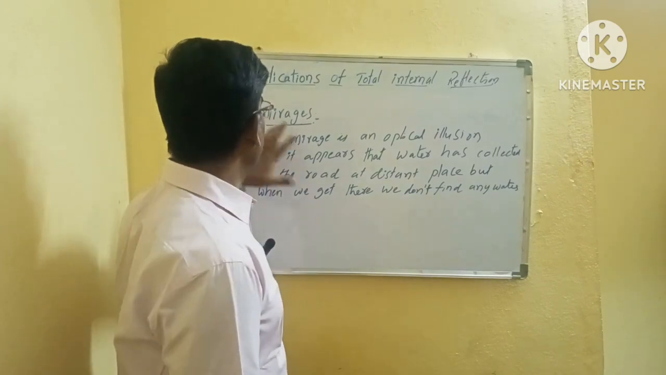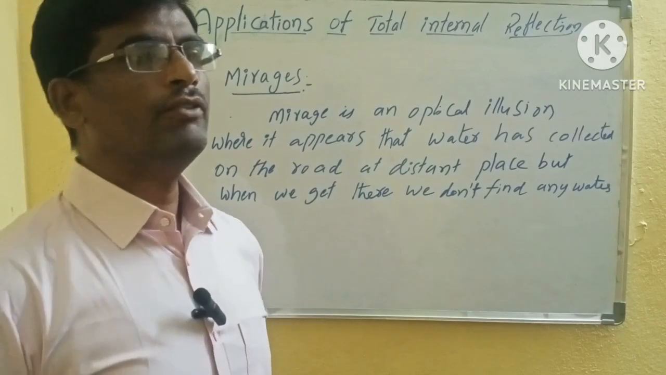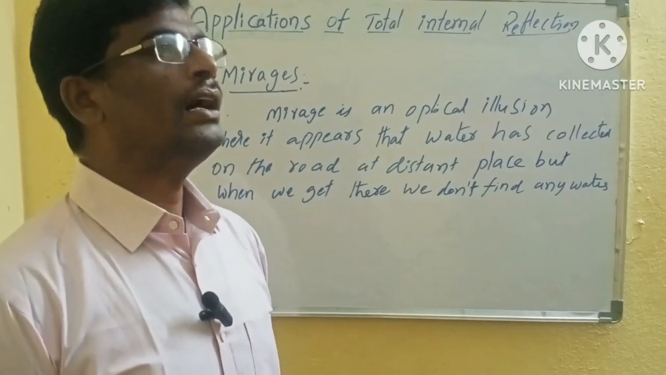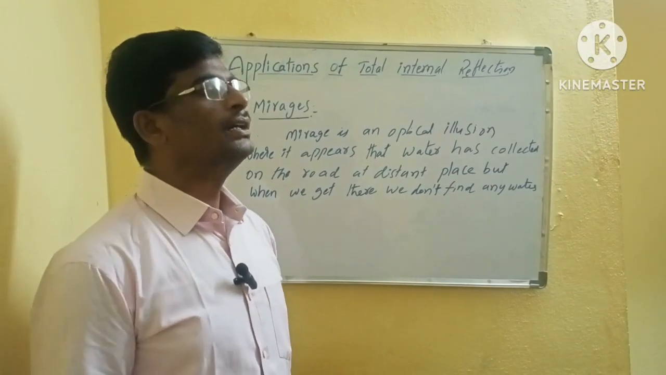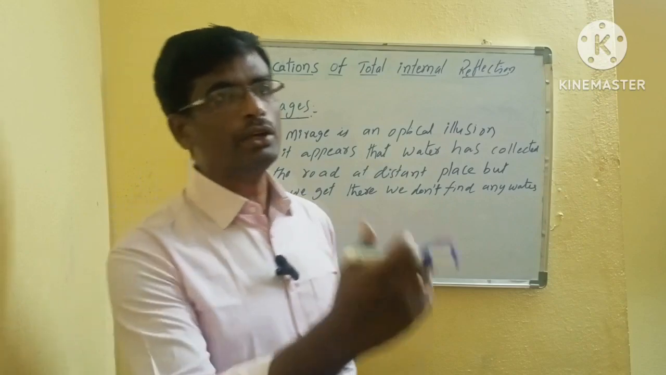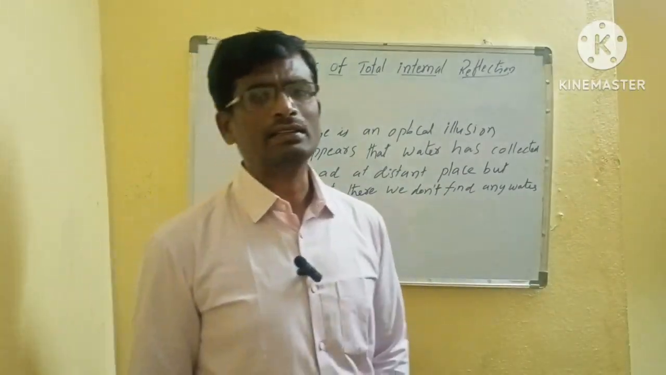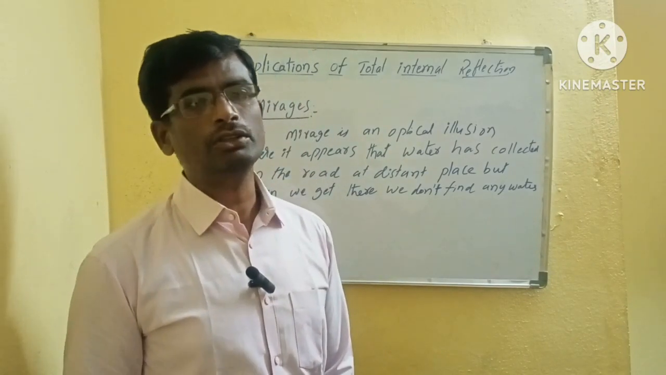Mirages. The fourth one is mirages. Whenever we are traveling on a road on a hot summer day, we can see something that appears as collected water on the road, but if you get there, we don't find any water. This one is the mirage, an optical illusion.